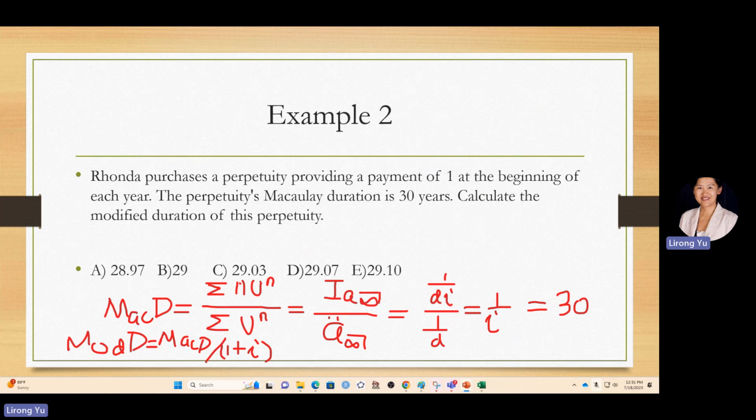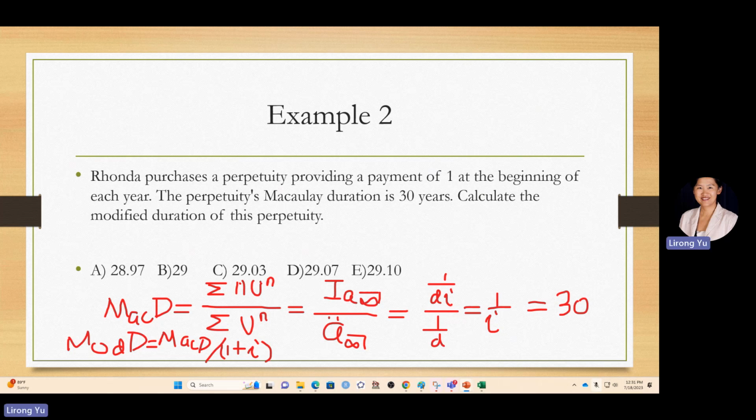Around the purchase of a perpetuity, providing a payment of 1 at the beginning of each year, the perpetuity's Macaulay duration is 30 years. Calculate the modified duration of this perpetuity. Now, the modified duration of the perpetuity is Macaulay duration divided by 1 plus i. Then the Macaulay duration is 30. So 30 divided by 1 plus i.